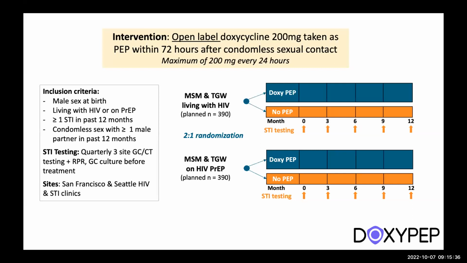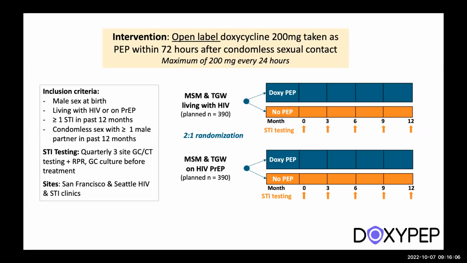We did this study in two cohorts, one a cohort of MSM and transgender women living with HIV, and we planned to enroll 390, and then a similar size cohort among MSM and transgender women who are on PrEP, HIV PrEP. And the study was designed to randomize 2-to-1. So there was a 2/3 chance they would get randomized to Doxy PEP and a 1/3 chance to no PEP. And STI testing occurred quarterly.